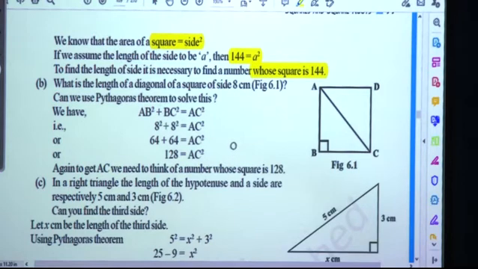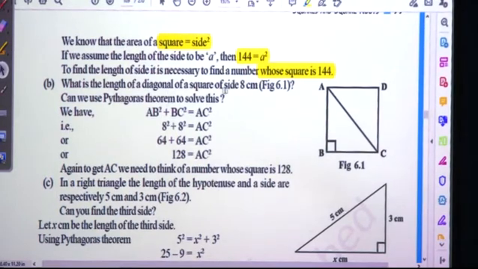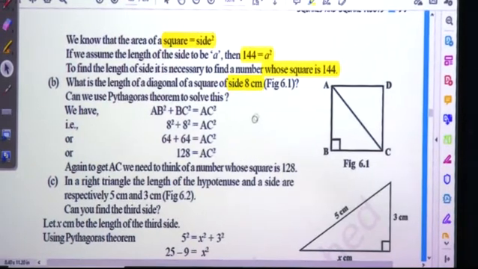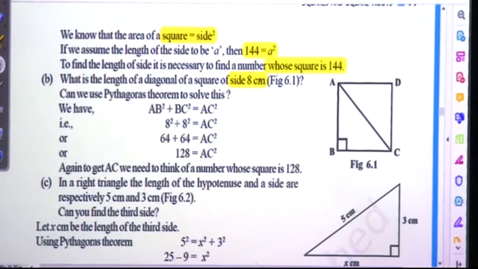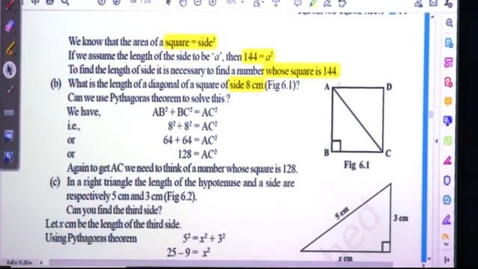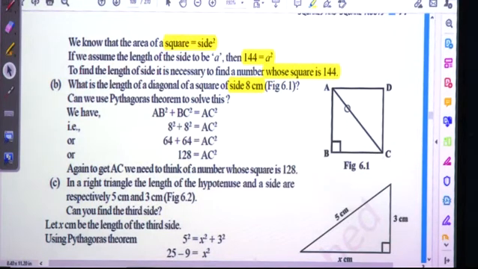Second example, they are asking what is the length of a diagonal of a square of side 8 centimeter. Here you can see figure 6.1. This square has side of 8 centimeter, and they are asking what is the length of the diagonal AC. Can we use Pythagoras theorem to solve this?